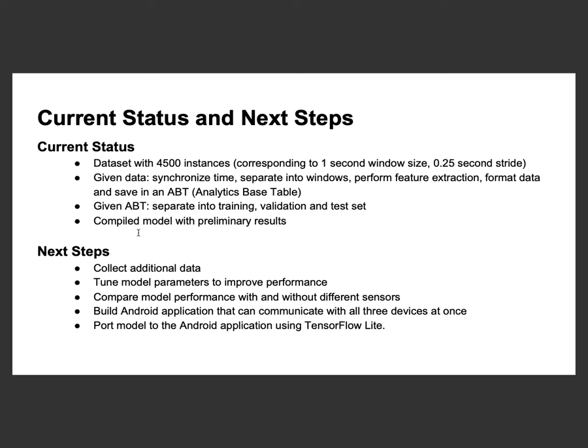So our current status, basically, we have about 4,500 instances in our data set. Given this data, we can synchronize the time, separate it into windows, perform the feature extraction, and then format the data and save it. And then given data, we can separate into training, validation, and test set. And we do have a compiled model with some preliminary results.